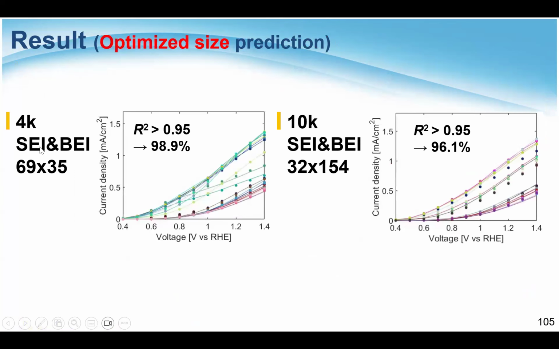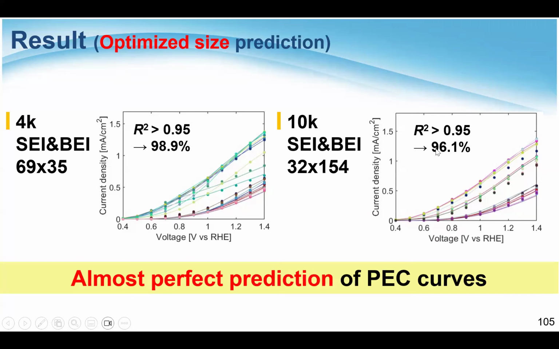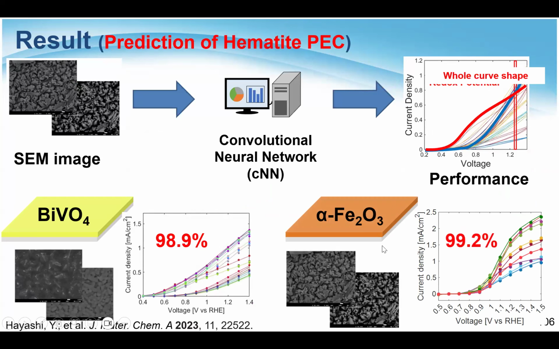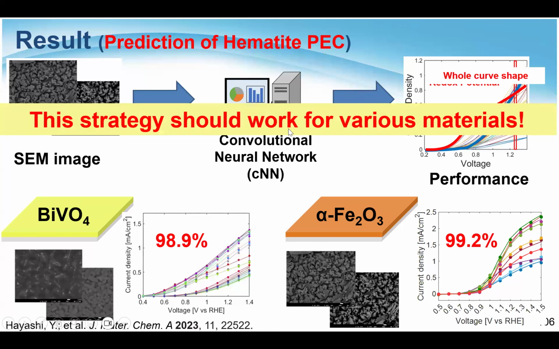And actually, by using the optimized size of the images, in the case of 4K, R2 over 0.95 is almost 99%. In the case of 10K, 96%. So we can say that's almost perfect prediction of PC curves only from SEM images, right? And this strategy works not only for bismuth vanadate. We tested hematite, and this one is also 99%. So this strategy should work for various materials too.